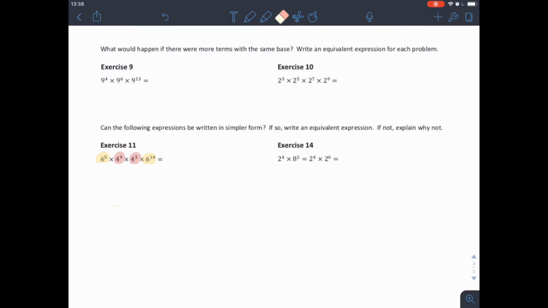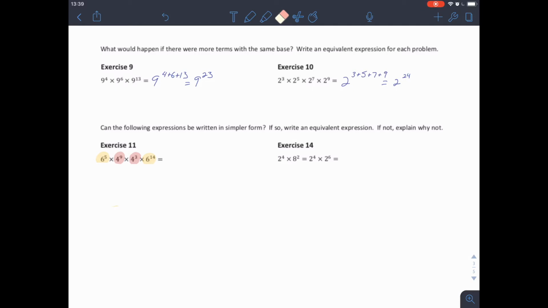In exercise 9, all of these terms have the same base, so even though there's more than 2, we still do the same procedure of keeping our base the same and adding together all of these exponents. So 4 plus 6 plus 13 is going to get me an exponent of 23 with my base of 9. Same thing in exercise 10, only for this one we have a base of 2, so we're going to add together the 3, the 5, the 7, and the 9 to get 2 to the power of 24.